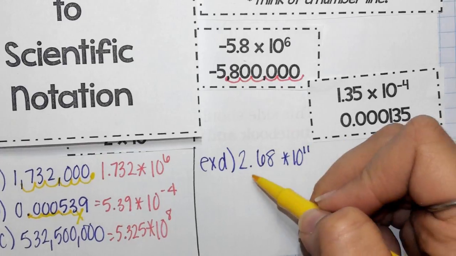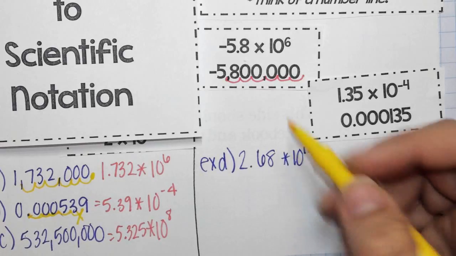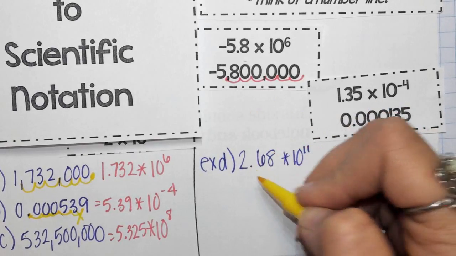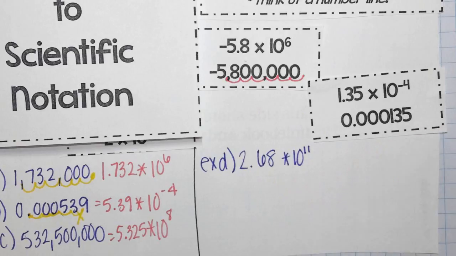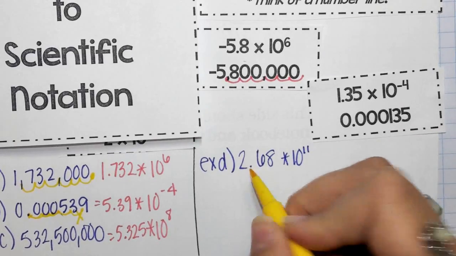All right, so how many places are we going to move our decimal? 11. To the right. Why are we going to move it to the right? Because it's positive. Okay, so let's move our decimals.